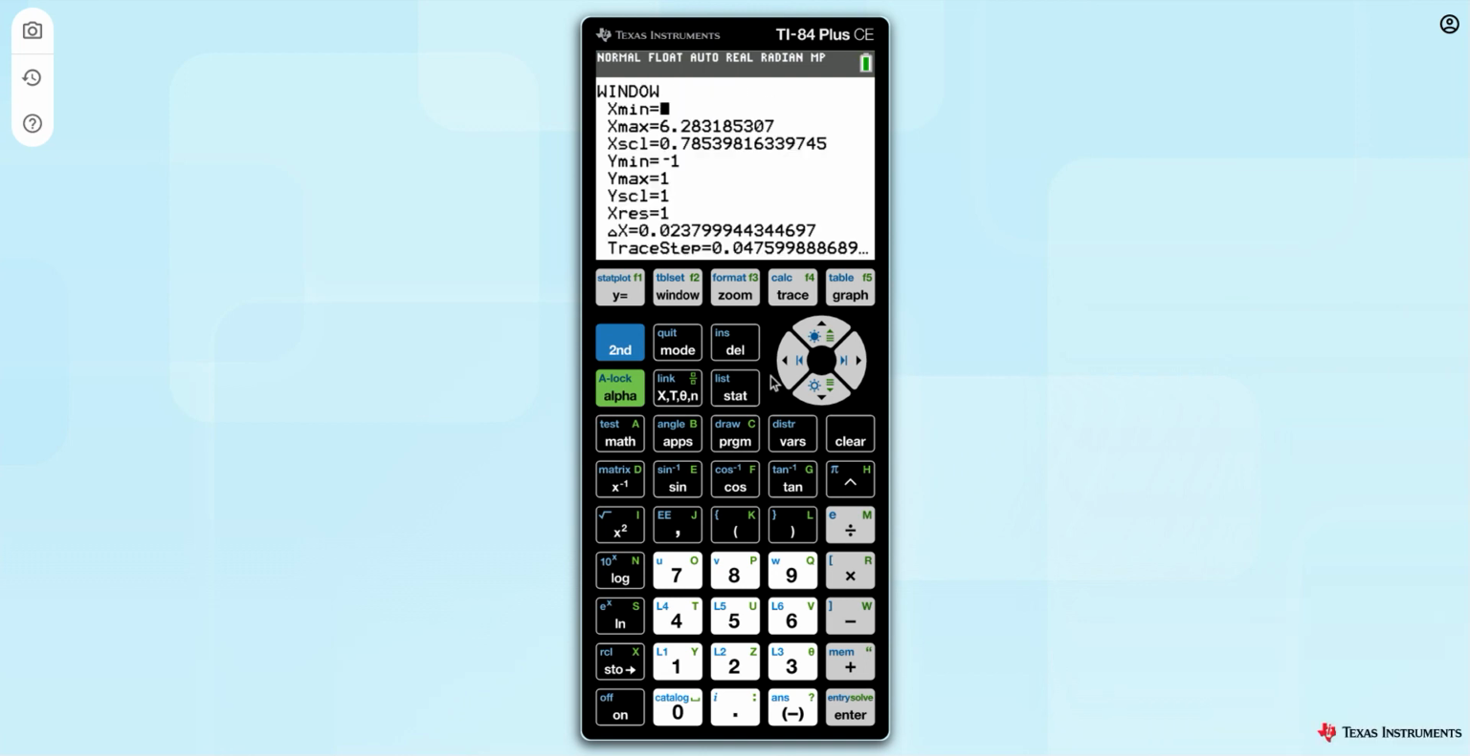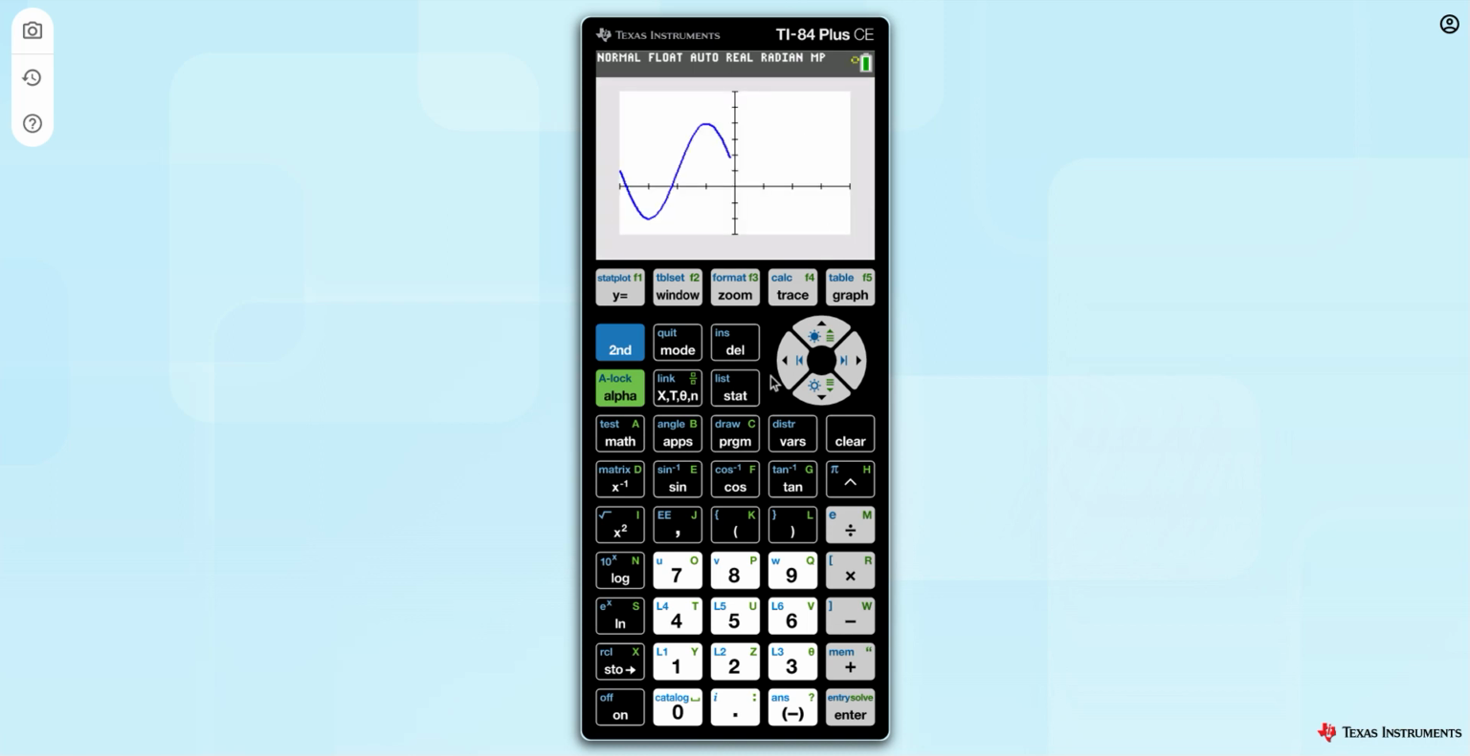The window went from negative pi to positive pi. The scale was pi over 4. The minimum was negative 3, right? Maximum was like 6 or something like that. Oh yeah, see, it worked. Doesn't feel like it should work, eh?